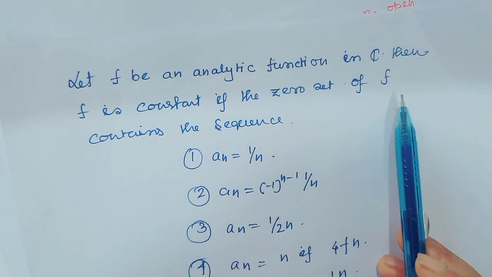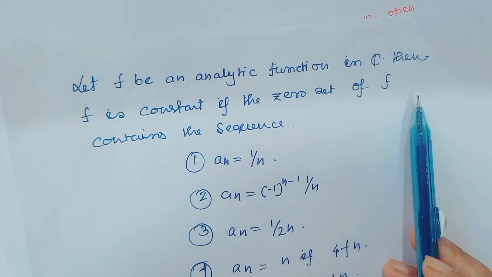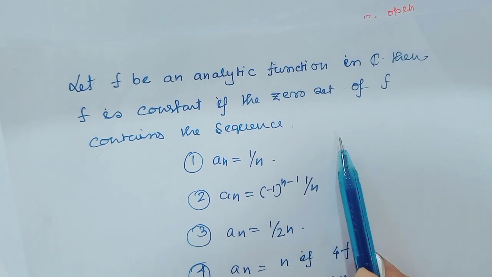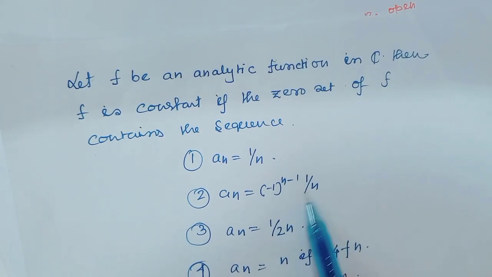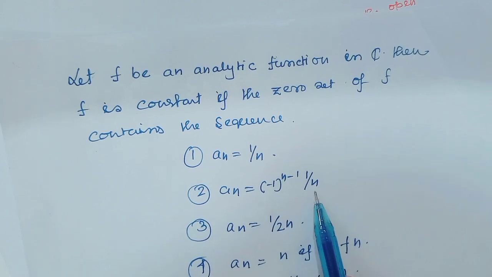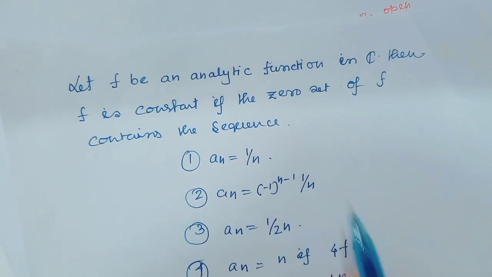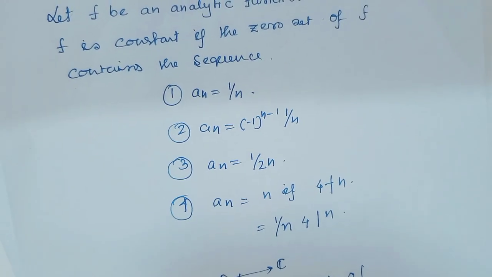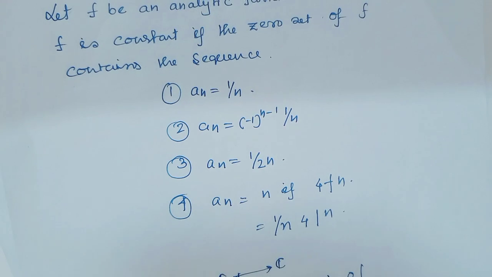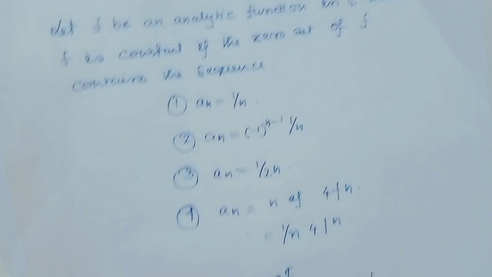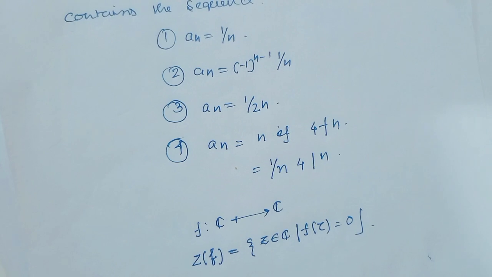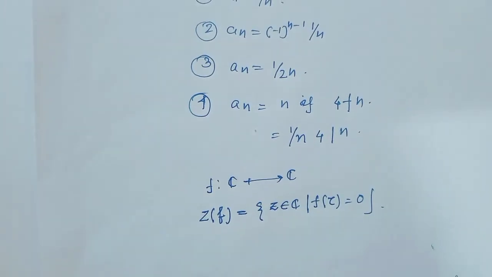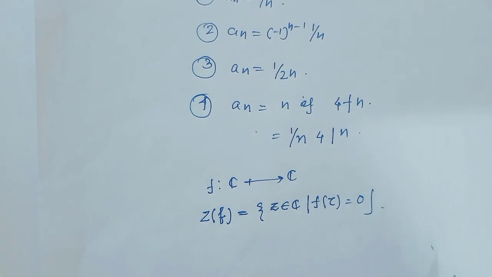Next example. Let f be an analytic function on C. Then f is constant if the zero set of the function contains the sequence: option 1, a n equal to 1 over n; option 2, a n equal to minus 1 to the power n minus 1 times 1 over n; option 3, a n equal to 1 over 2n; option 4, a n equal to n if 4 does not divide n, and 1 over n if 4 divides n. Notice here the function is defined from complex numbers to complex numbers, and the zero set is the set of those complex numbers such that f of z equal to 0.